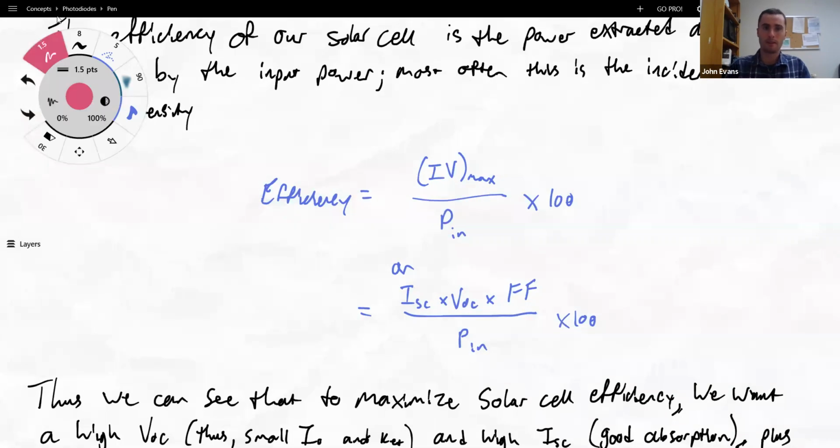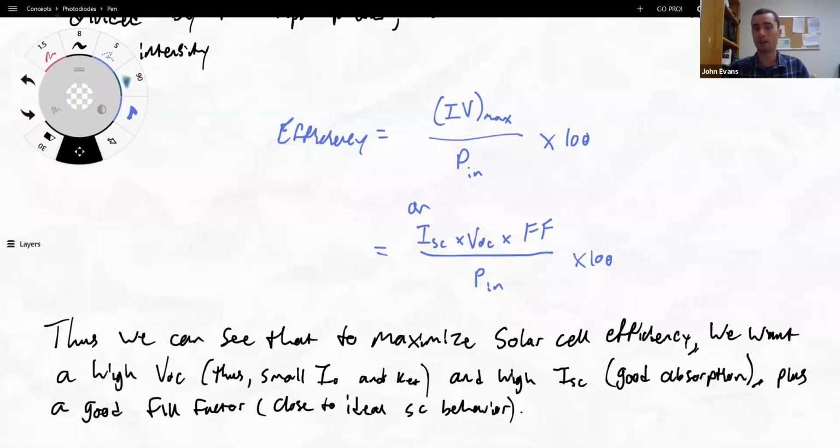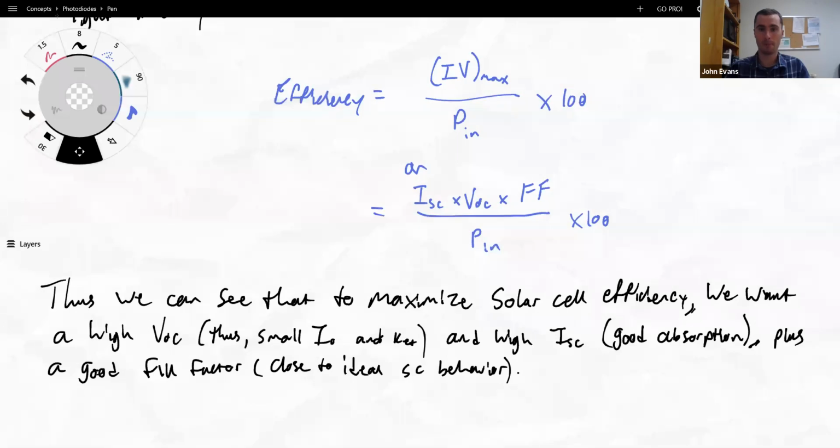Equivalently, since we know that the fill factor is going to be equal to P max over, say, ISC times VOC, we can just multiply this over and substitute that for this right there, and say that the efficiency is going to be equal to our ISC, our short circuit current, multiplied by our open circuit voltage multiplied by our fill factor, divided by our input power.